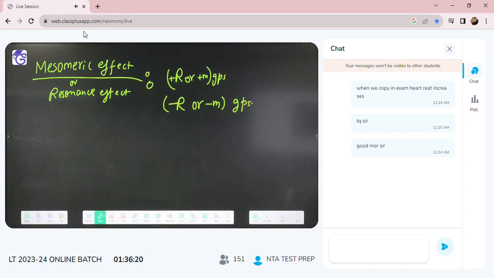From a conjugated system, known as minus R or minus M groups. Known as minus R or minus M groups.